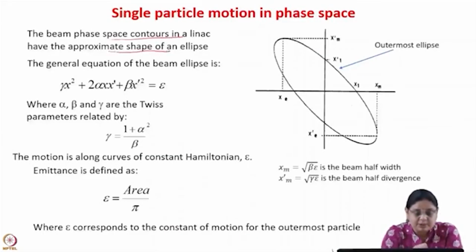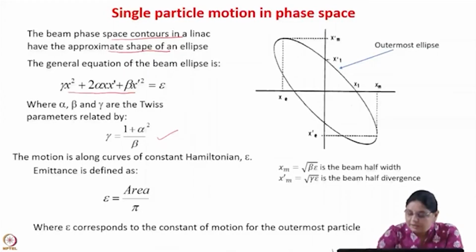Just quickly revising what we have already done, the beam phase space contours in a linac have the approximate shape of an ellipse. The general equation of the ellipse is gamma x square plus 2 alpha x x prime plus beta x prime square is equal to epsilon. Here alpha, beta, gamma are the twiss parameters and they are related as gamma is equal to 1 plus alpha square by beta. These twiss parameters tell you about the shape and orientation of the ellipse. They also tell you about the beam properties.